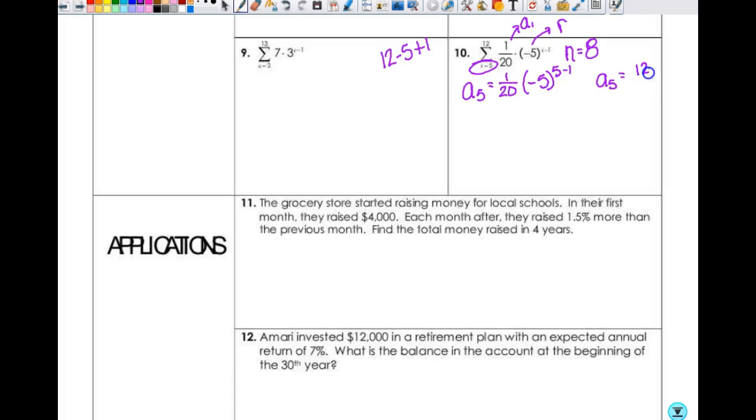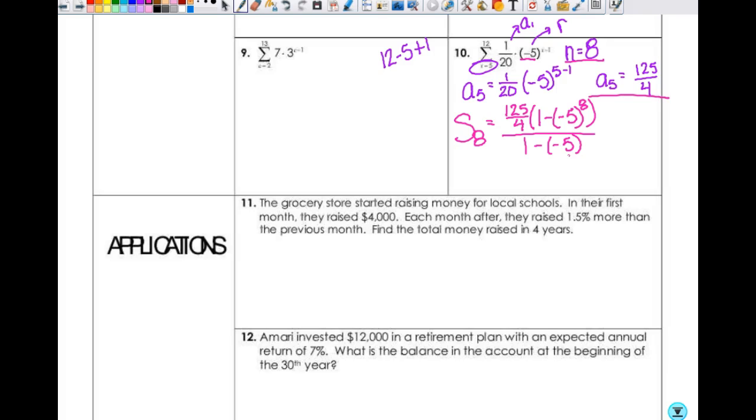Should be 125 over 4. Okay, so the things I need to substitute in: I need n, I've got that. I need r, I've got that. And I need the first term in the series, which is A5. Okay? So the sum of those 8 terms is equal to the first term that I want to sum up, which is 125 over 4, times 1 minus r, which is a negative 5, to the 8th power, all over 1 minus a negative 5.